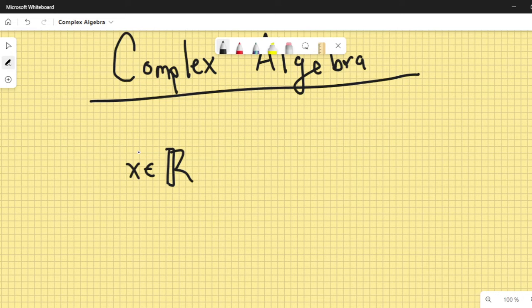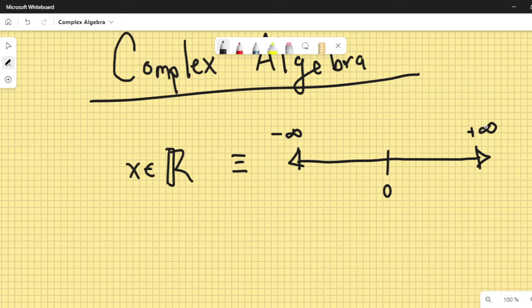So having x in the real numbers is equivalent to thinking about x being a part of the real line. Okay, so you know that the real line has the zero here. It goes from minus infinity to plus infinity, so it's all the real numbers. So x in the real numbers is equivalent to choosing a point here in the real line.